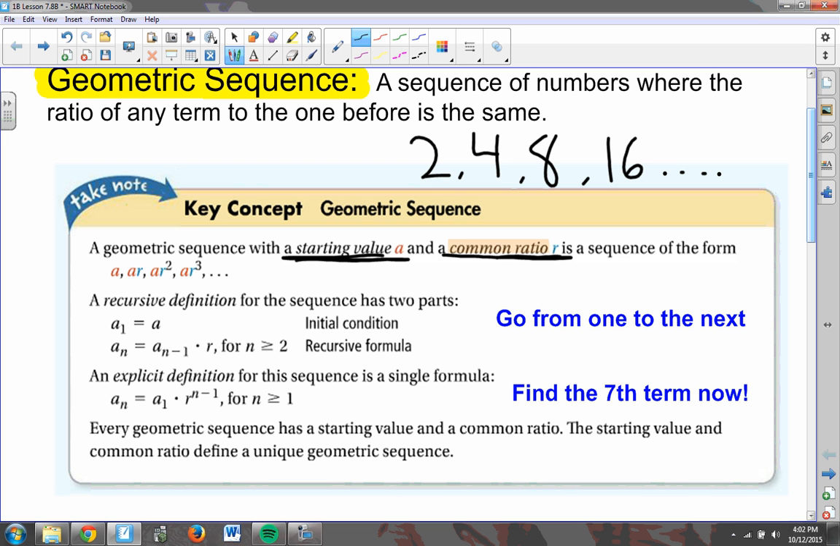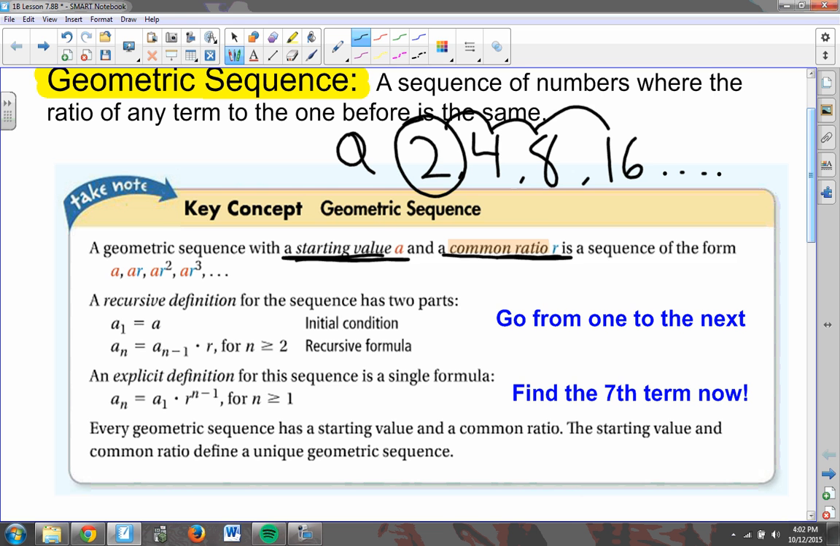All right? So, for example, in the sequence 2, 4, 8, 16, and so on, our initial value or our starting value would be 2. That's our A value. And our common ratio is, well, 2 times 2 would get me to 4. 4 times 2 would get me to 8. 8 times 2 would get me to 16. So both of these values would actually be 2. Starting value of 2, common ratio of 2 as well.